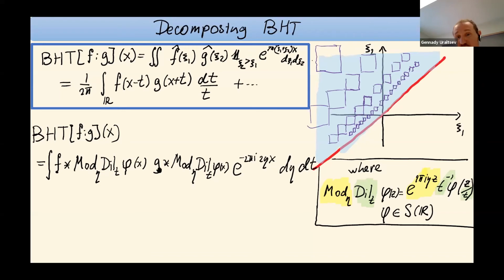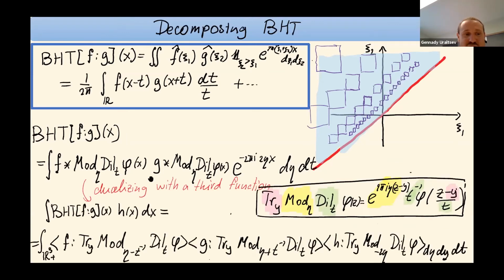So here we go. And then, since we're averaging or summing over all of these pieces, we integrate in d eta and dt. And so we have the representation for the bilinear Hilbert transform that looks like this.